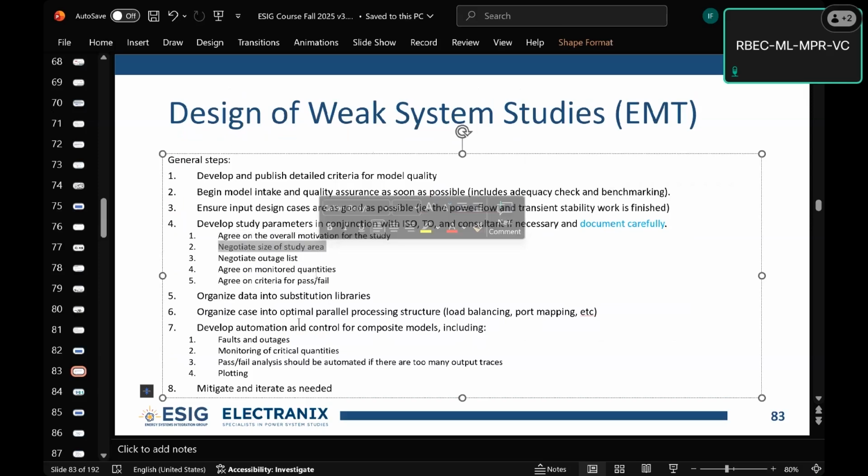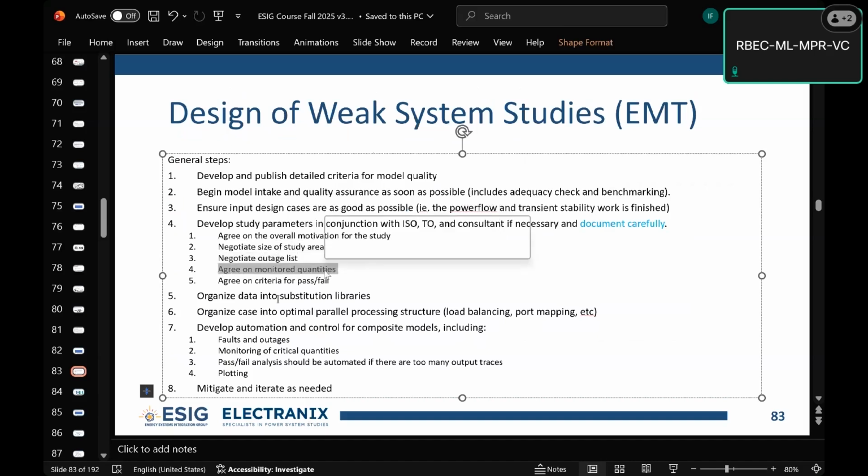We're going to negotiate the size of the study area in EMT. And this is a big issue because we have to decide how big the system is going to be, how far back we want to go. And I think the course in December will talk about this, some concepts around how to choose that study area a little bit more. Negotiate the outage list, and like I said, you want to minimize that outage list.